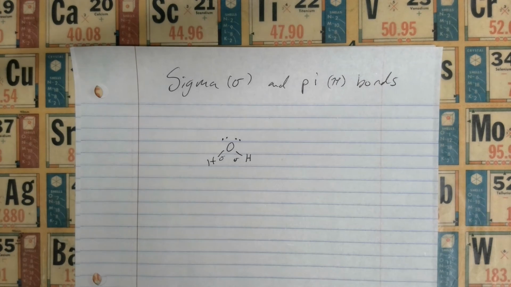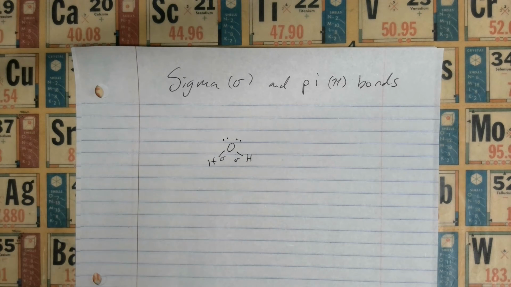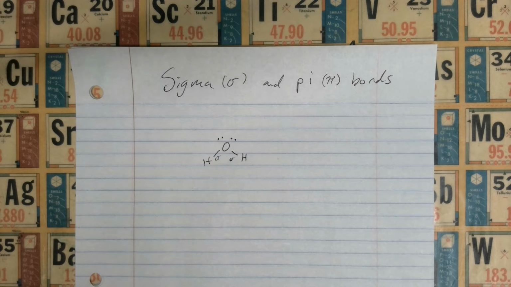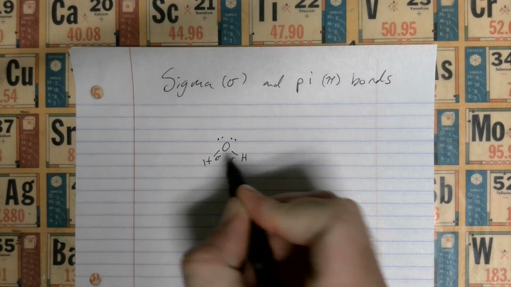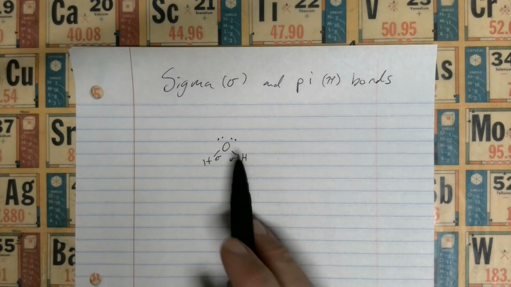That little symbol up here, that's the Greek letter sigma. So just normal single bonds in a covalent structure are considered sigma bonds. In this case, water has two sigma bonds, we would say.